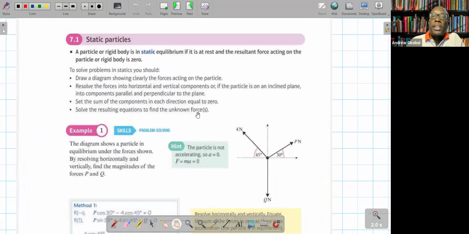Now let's look at, like I said, purely year 13 material. We're looking at what we call static particles. When we say a particle is in static equilibrium, that means it's at rest and the force acting on it is 0. So all the horizontal components are 0, and all the vertical components are also 0. So that object is not moving. Now, this becomes important because you sometimes need that information in order to find unknown forces.